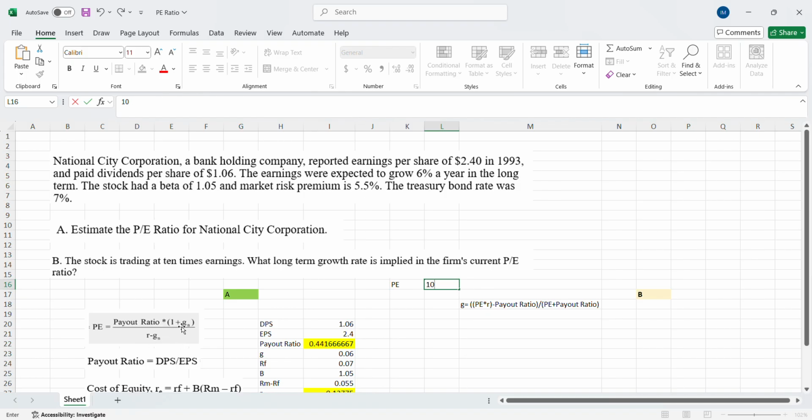This is kind of tricky because you don't have direct calculation for G, right? You have G in the numerator as well as G in the denominator. So what you can do is some substitution and matching to get the G value. I just did it to help you get the easy way to get the G value.